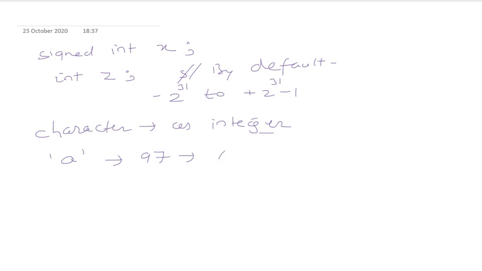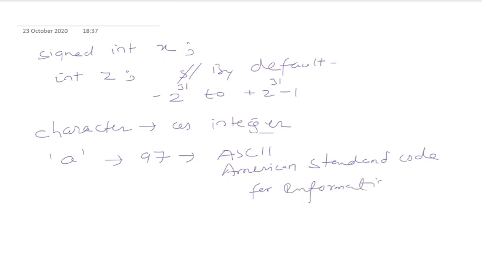This value we call as ASCII value, American Standard Code for Information Interchange. That is the meaning or long form of ASCII. ASCII is American Standard Code for Information Interchange.